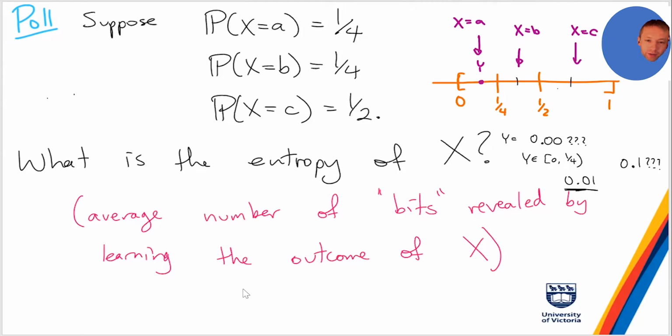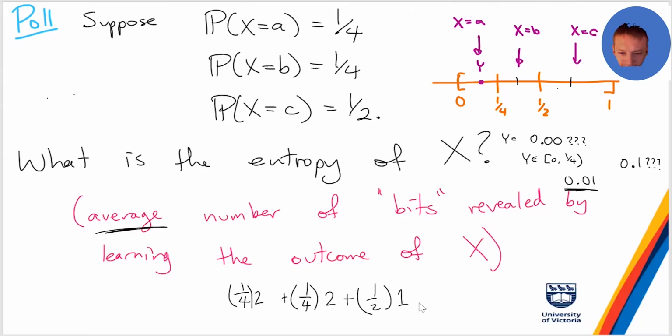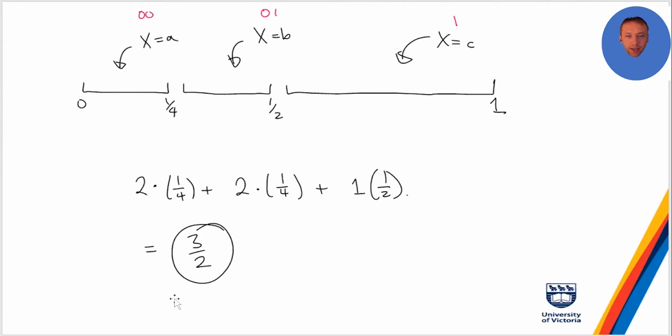So the entropy is the average number of bits that you learn. With probability 1/4, I learn 2 bits, and with another probability 1/4, I learn another 2 bits, plus a half, and with probability half, I only learn 1 bit. So it's a half plus a half plus a half, so 3 halves. I'm not sure if maybe I should have just given you the definition rather than building it up this way, but this is how it works on an intuitive level. So the answer is 3 halves.